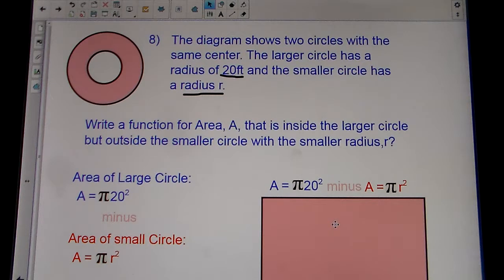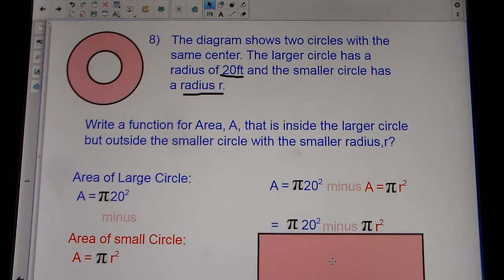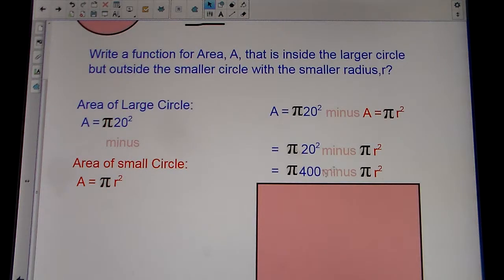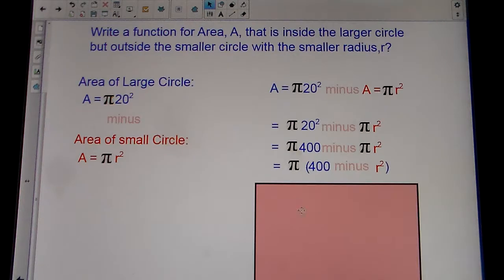So I plug it in and write it out horizontally. 20 squared, we take out both the A equals. 20 squared is 400. Now we have two pi's here, and we just factor out the pi. So it'd be pi times parentheses, 400 minus r squared.